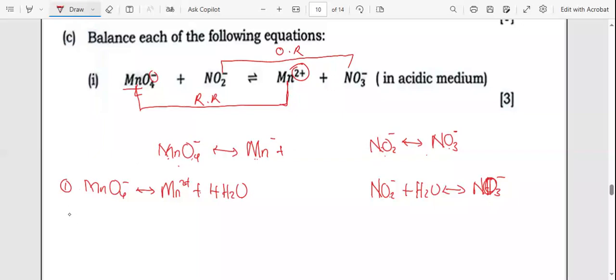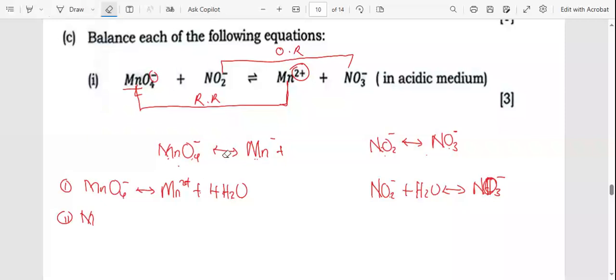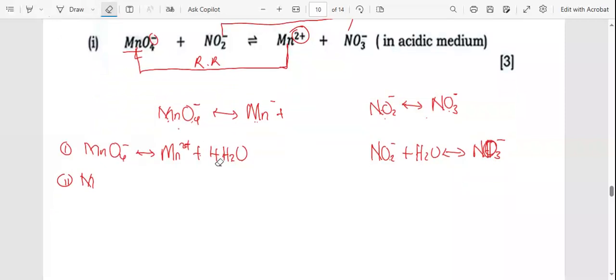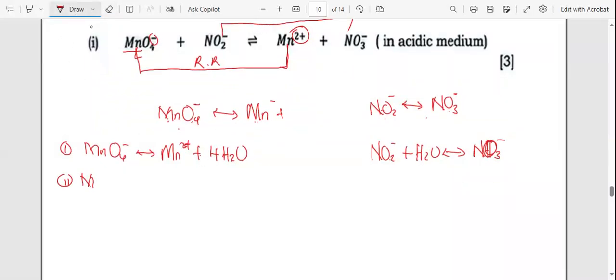The next step is to add hydrogen ions to the part where it's lacking. For example here, how many hydrogens do we have? Here we have 0, here we have 8, right? So I'll add 8 hydrogen ions. Let me increase the space. So I'll add Mn.